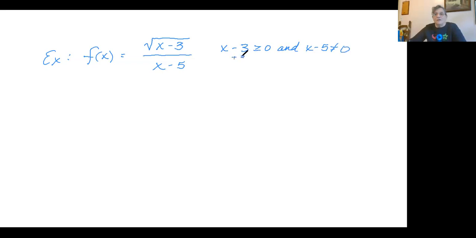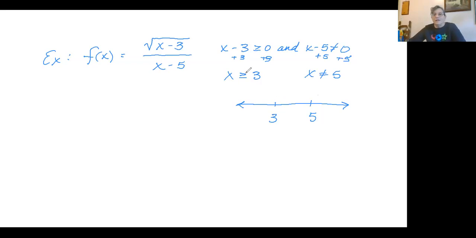This, if I add 3 to both sides, gives us x is greater than or equal to 3. This, if I add 5 to both sides, is going to be x is not equal to 5. So x is any number greater than or equal to 3, except for 5. Well, let's put the 3 and the 5 on a number line. Take a look at this.